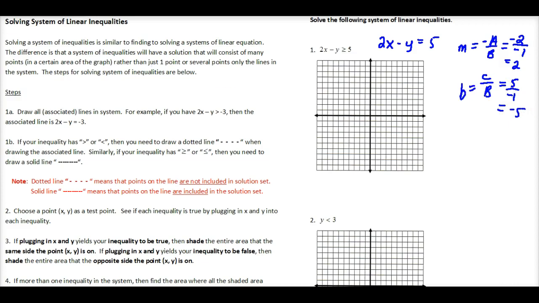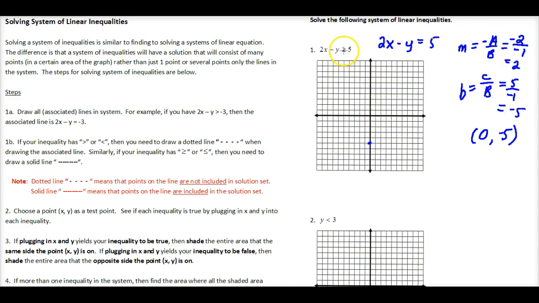All right, so now we're armed with what we need to draw this particular line. So we know our slope is 2, so we're going to have a line that has a positive slope, so it's going to look something like this. And our y-intercept is at the point 0, -5. So we'll find that 1, 2, 3, 4, 5 down.